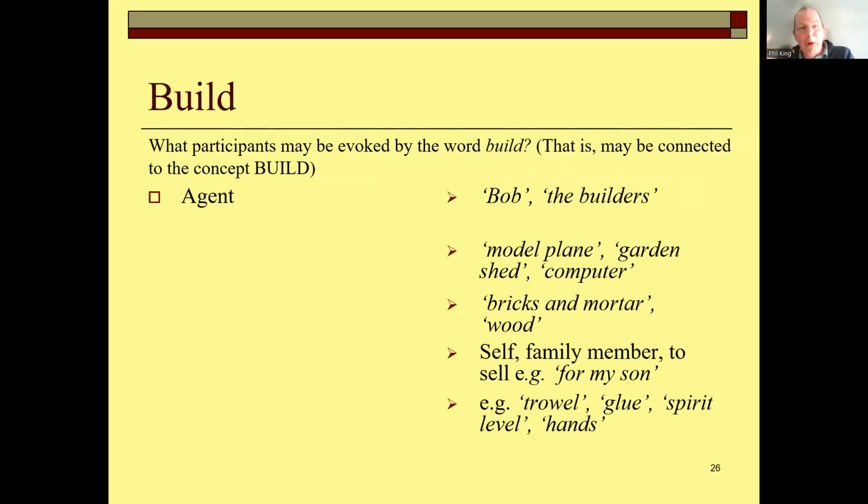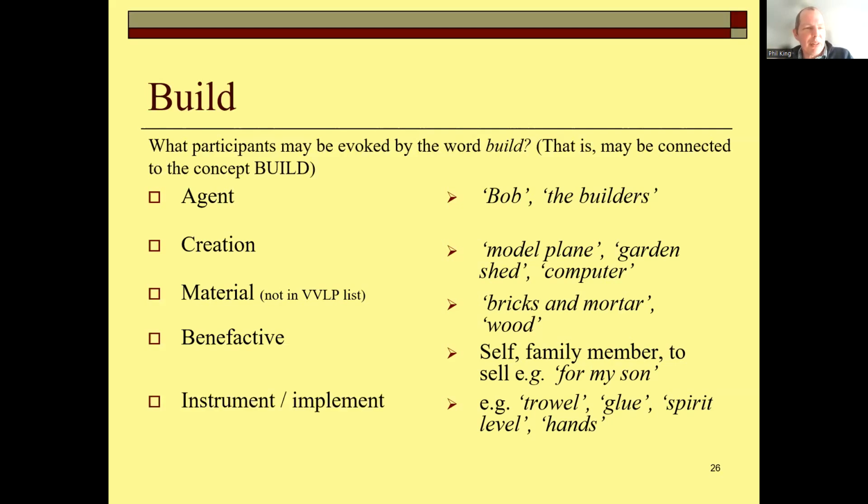One of them might be the agent, like Bob, or the builders who built something. Another might be the creation, the thing that is built, whether it's a model plane, a garden shed, or a computer. The thing that is being used to build something else would be the material, whether it's the bricks and mortar, the wood, something else. Perhaps the person who something is built for. That would be the benefactive that we've just talked about. Built for me, for my son, for another family member. And then we've got things like the trowel, the glue, the spirit level, the hands. These might be the instruments or the implements that are used for doing the building. Those are also evoked by the idea of build.